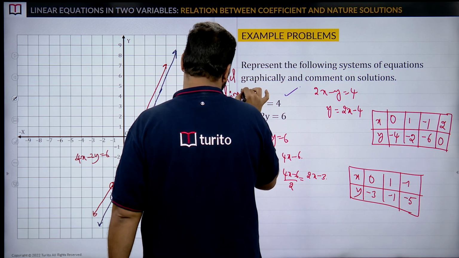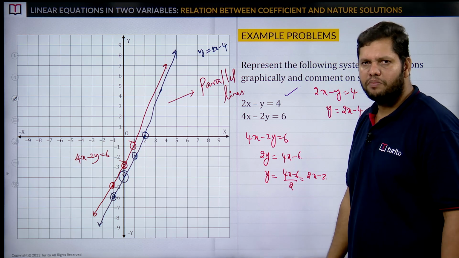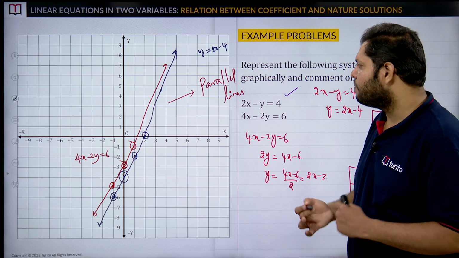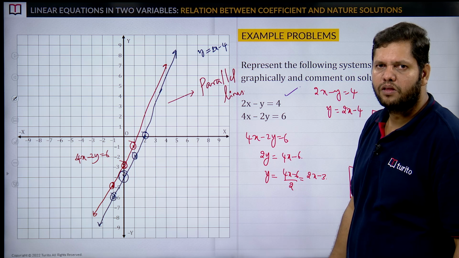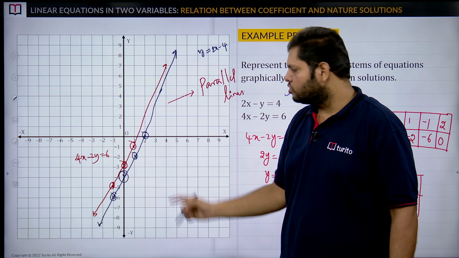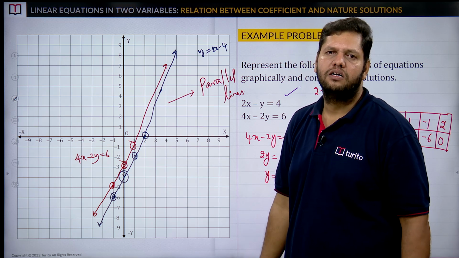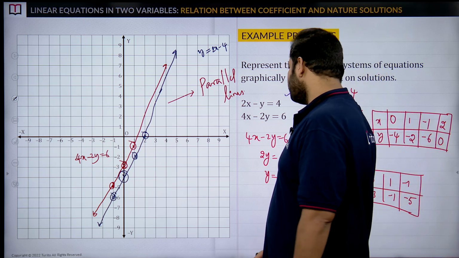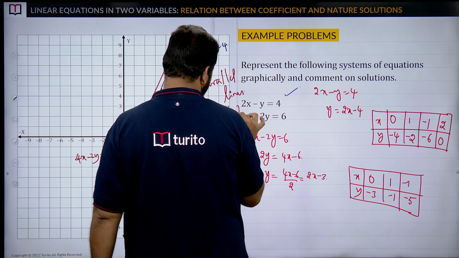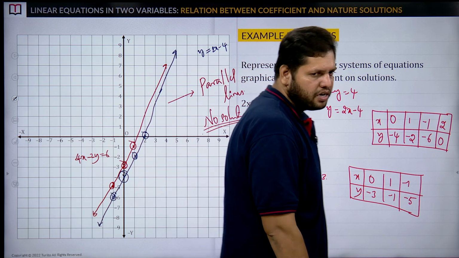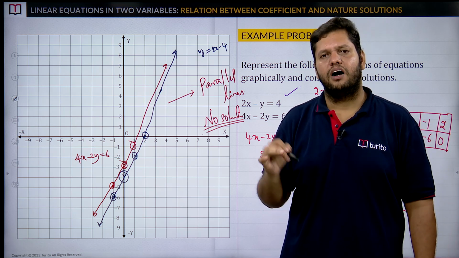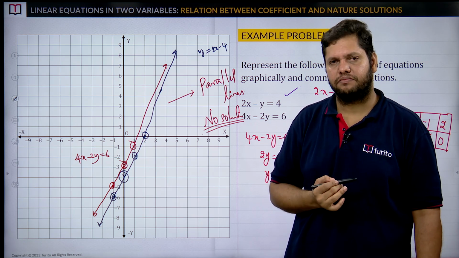Children, when the two lines are parallel, can you tell me the number of solutions? How many solutions can it satisfy when the two lines are parallel? There is no point of intersection between the two lines, so what is the common solution? Here it is no solution. Otherwise we can say the solution does not exist because the two lines are parallel. The number of solutions is 0.